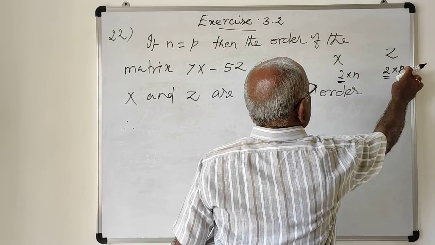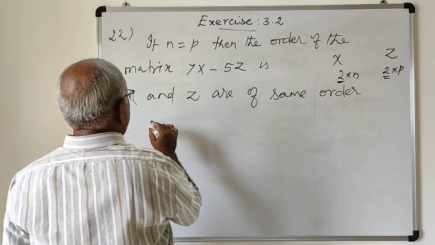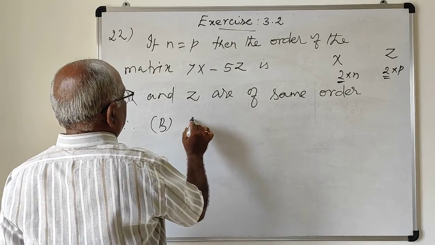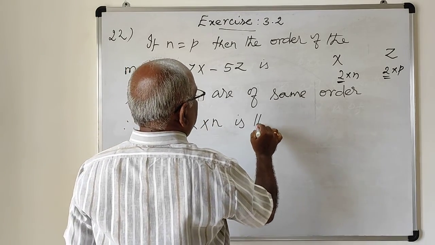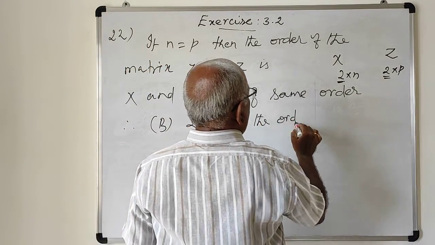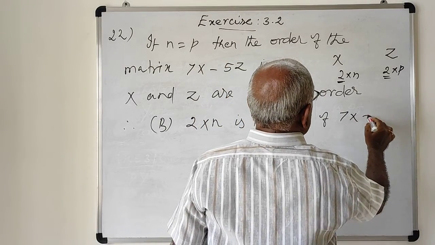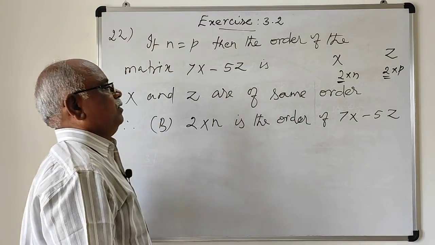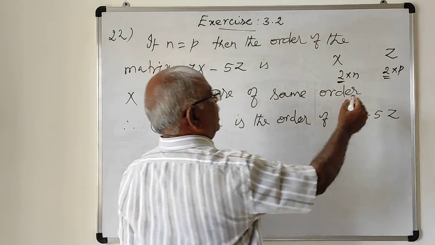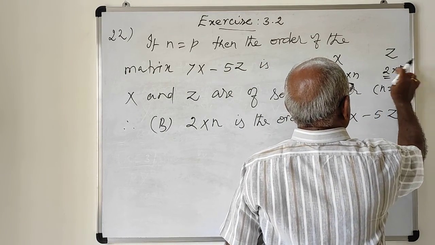2 by n. This is p equal to n. If you write n instead of p, you get 2 by n. Therefore option B, 2 by n is the order of 7X minus 5Z, because p equal to n. You replace p by n, you get 2 by n.